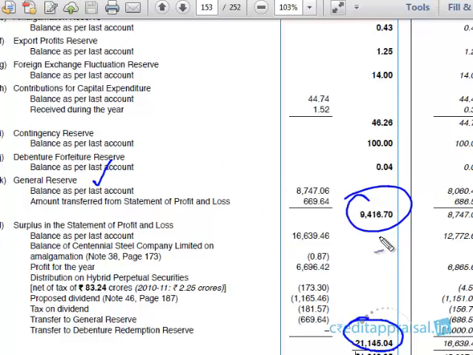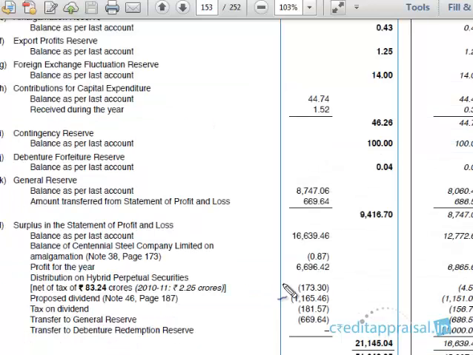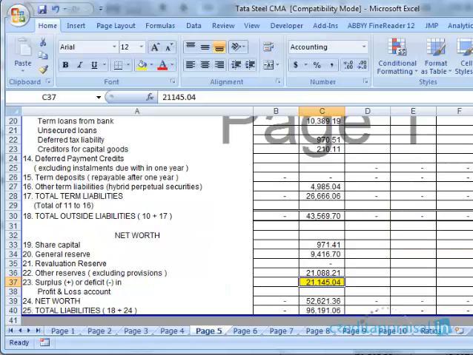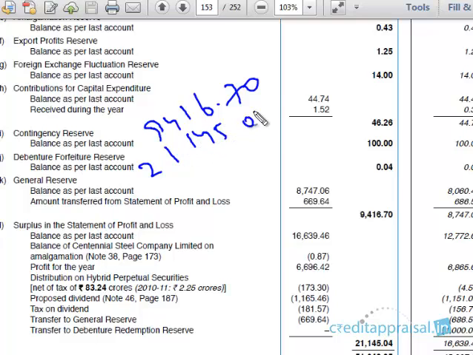So 9416.7 goes to general reserve. There is no revaluation reserve, so we leave that blank. Surplus in P&L account is 21145, so 21145 will be put under the surplus in P&L account. So we have taken general reserve 9416.7 and the surplus in P&L account, that is 21,145.04. If you add it up, you'll get 30,561 crores.